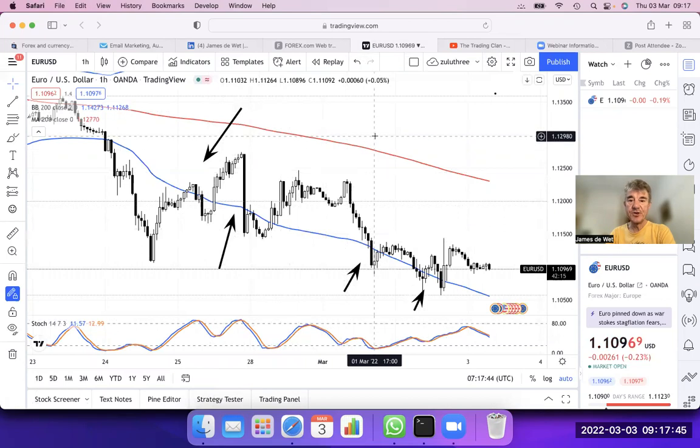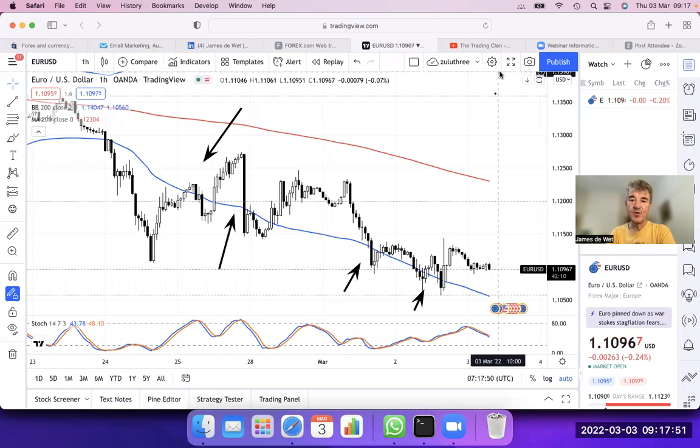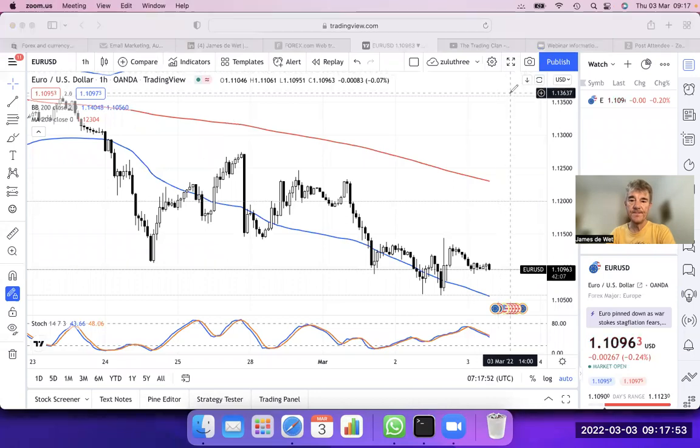Now I'm going to try and get rid of these annotations because we don't want them anymore. Clear all drawings. There we go, perfect. So we don't want that. And we get rid of the drawing tool. All right, and we're left with this blank chart.